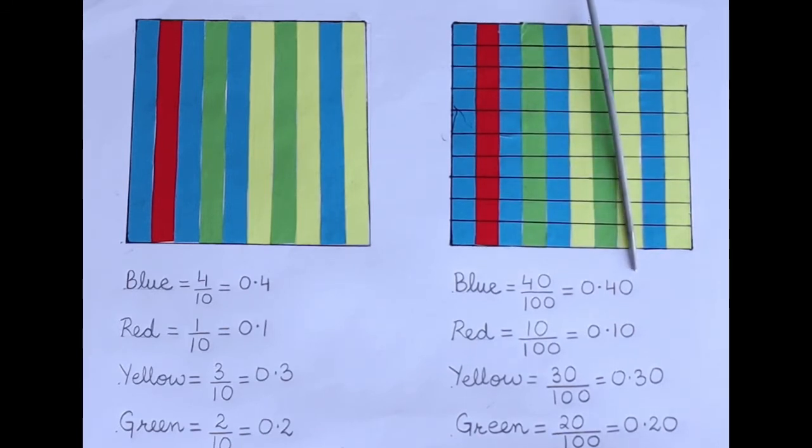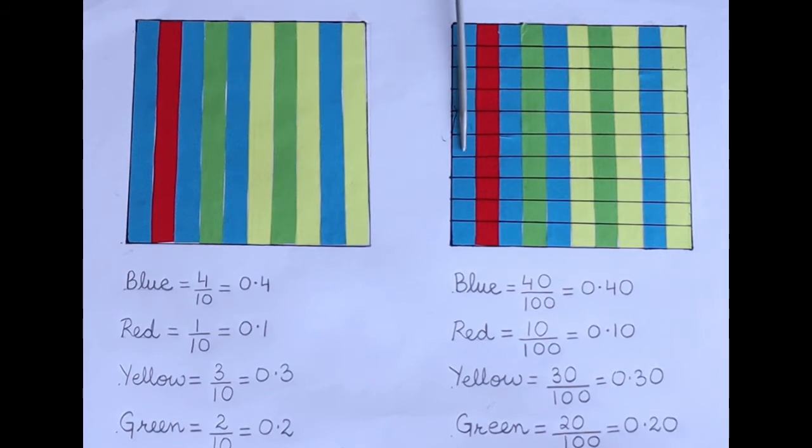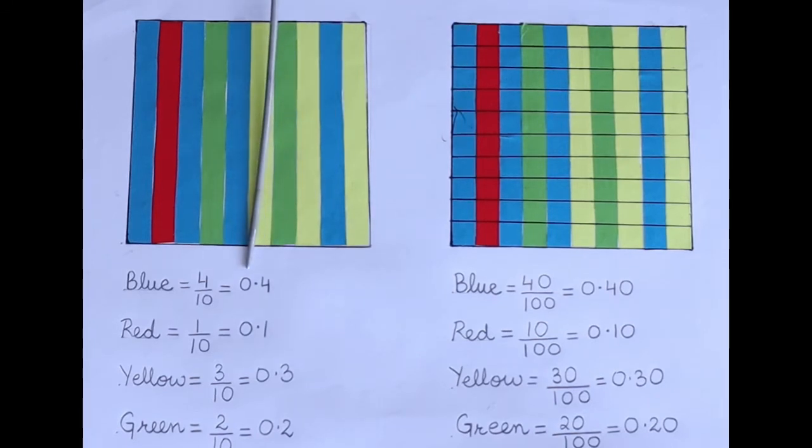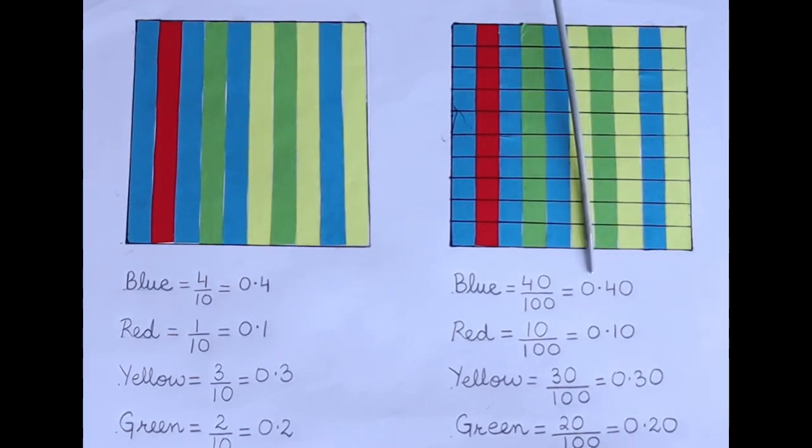So the fraction for blue parts is 40 upon 100, and the decimal equivalent is 0.40. Now children, when you look at these two figures, you can make out that the amount of blue in this figure is exactly equal to the amount of blue portion in this figure. So 0.4 is equivalent to 0.40.